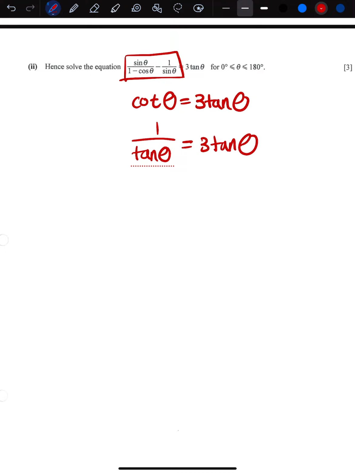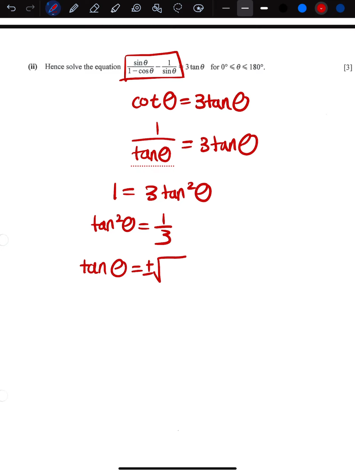I'm going to cross multiply. I'm just going to get 1 equals to 3 tangent square theta. And here I will simplify it. I just get tangent square theta equals 1 over 3. Here we can square root both sides, right? And when we square root both sides, we get tangent theta equals plus minus square root of 1 over 3. Okay, take note, you need to have this plus minus over here.